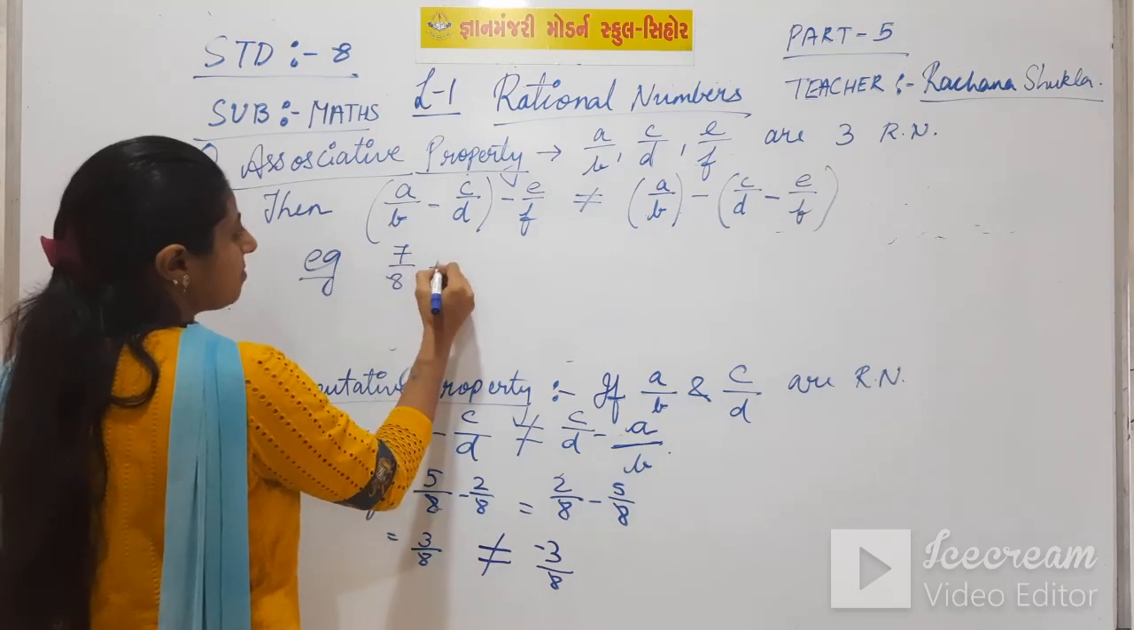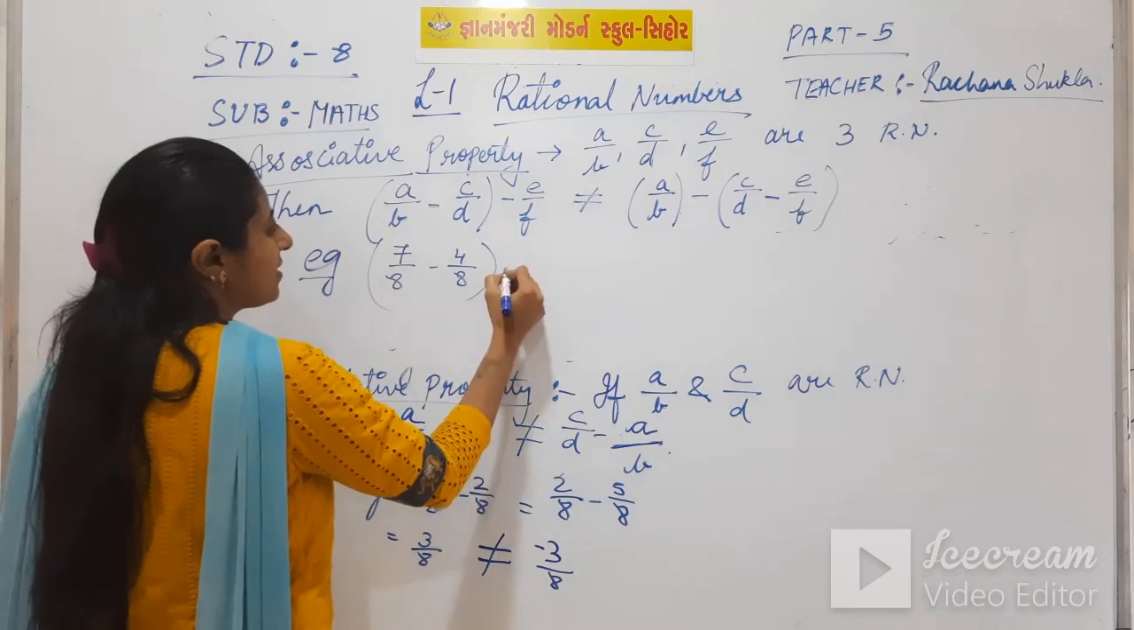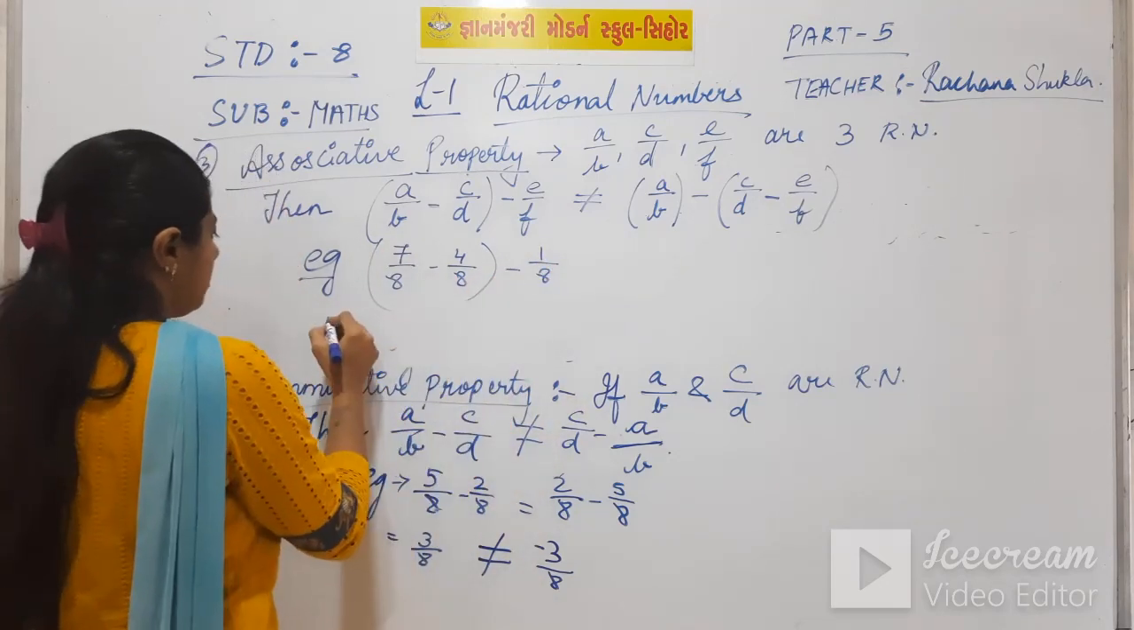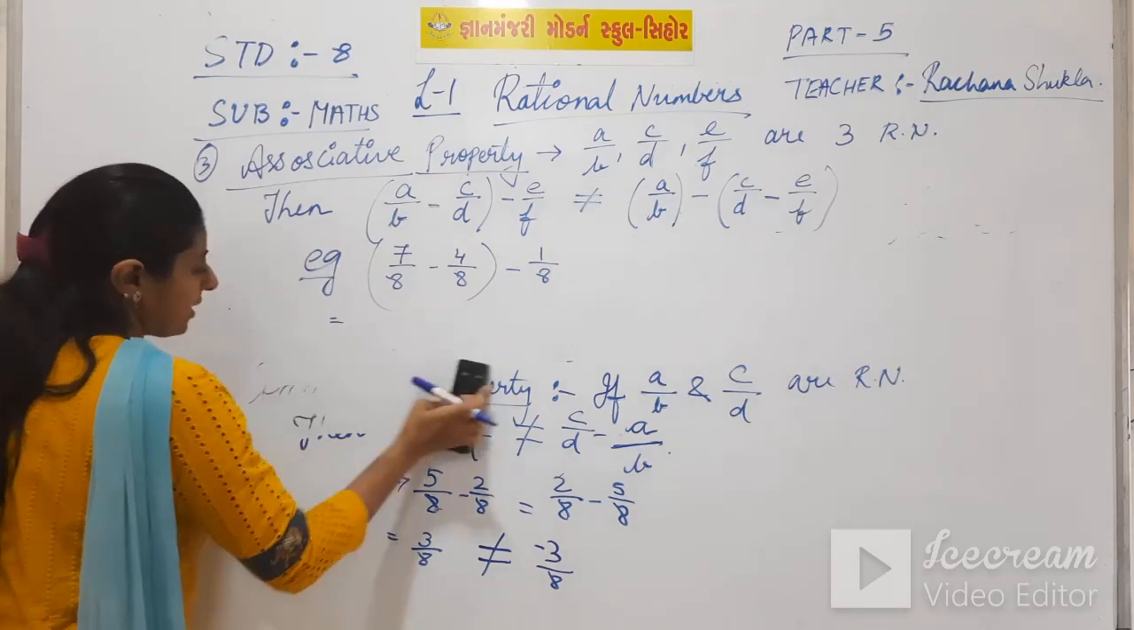7 upon 8 minus 4 upon 8 minus 1 upon 8. So, what will be the answer of this side? First, let's solve the LHS.